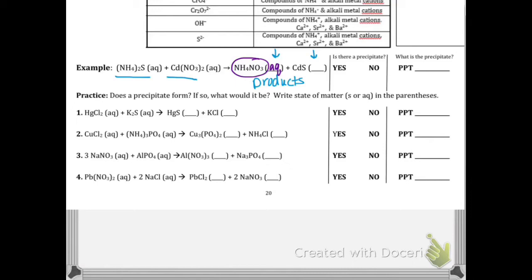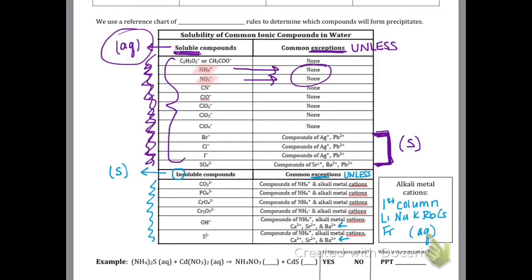Next, you're going to look at CdS. You're going to look for either cadmium or sulfur. Usually it's the second one in the compound that is going to be on the chart. If you look on the chart here, cadmium is not here, but we do see sulfur. Sulfur is where? Look, it's all the way down here. Sulfur is always a solid, always insoluble, unless it's with one of these things down here.